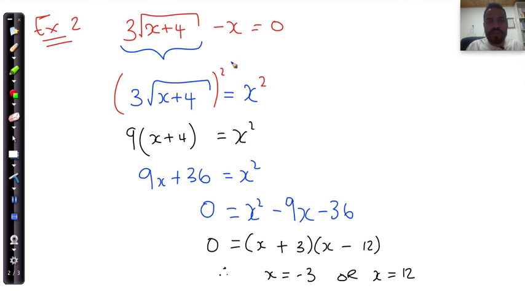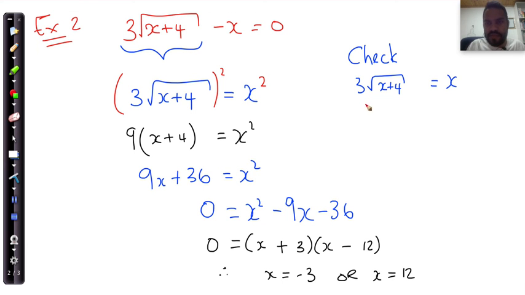Now we are not completely done, because we need to check the solution, and we're going to write down this equation. This was 3 into root of x plus 4 is equal to x, before we squared it, because these are valid solutions to this squared version over here, but we were not given the squared version and we have to check it according to the original equation. So I'm going to substitute in the values there.